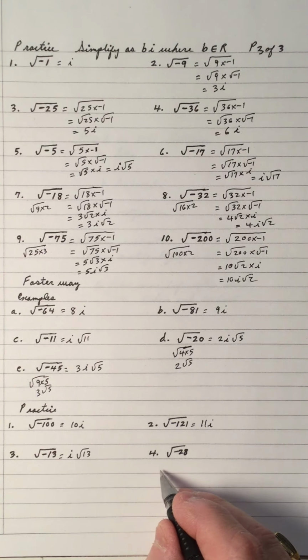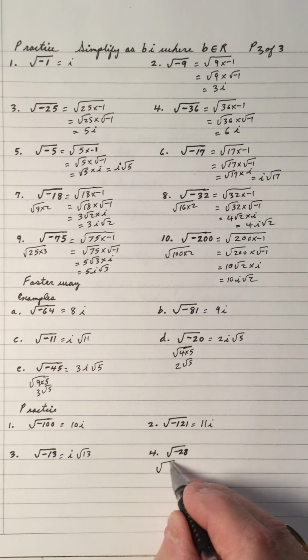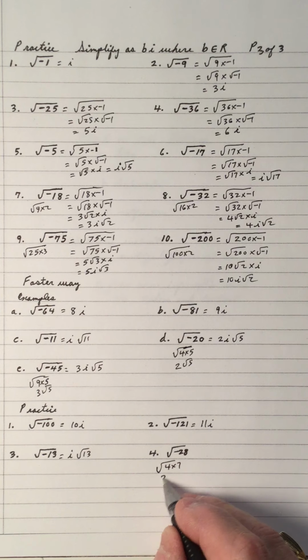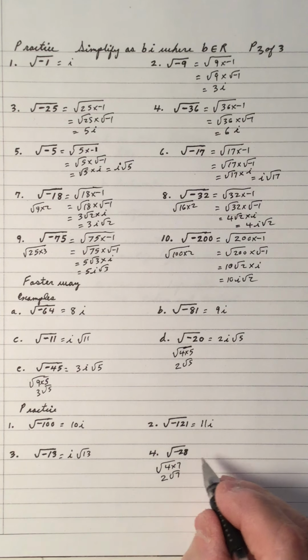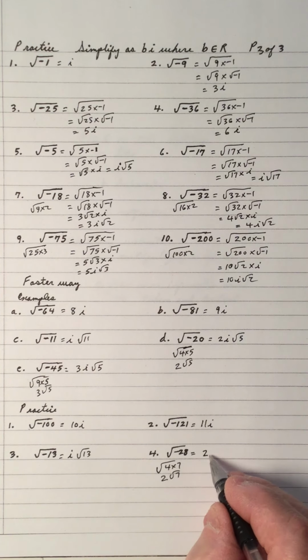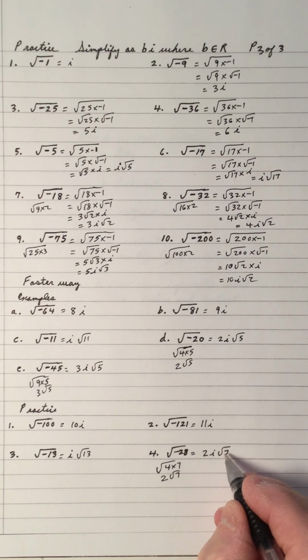The square root of negative 28 is going to have an i, but the square root of 28 is the square root of 4 times 7. So that's 2 root 7. But it's got to have an i, so it's 2i root 7.